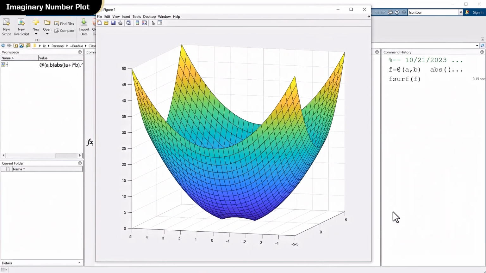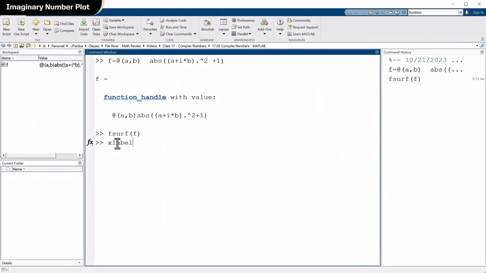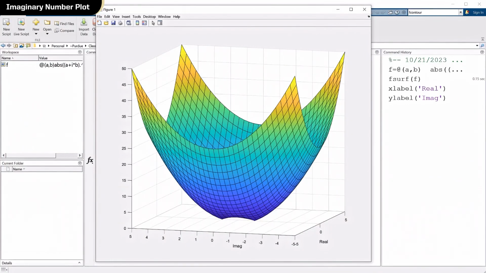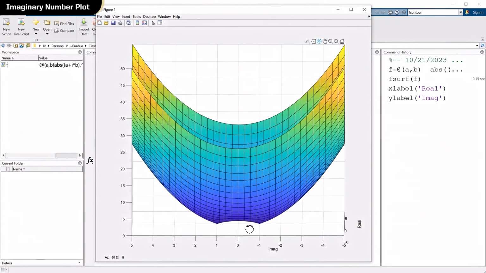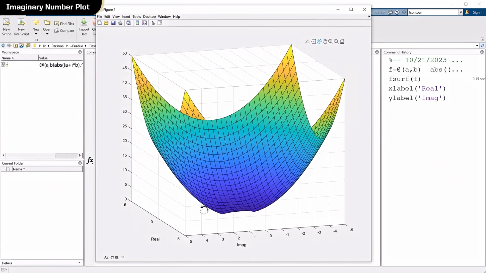Now, which one of these is real and which one of these is imaginary? Which axis? Well, let's go ahead and label it. Since I said a plus ib, the first value, a, is real. And let's say ylabel. That's going to be imaginary. And let's bring that plot back up here where we can see it. Okay, so we can see the real and the imaginary. If we look here, you can see that those 2 little feet are at +1 and -1. Well, that's plus i and minus i. That's exactly where we thought they were.